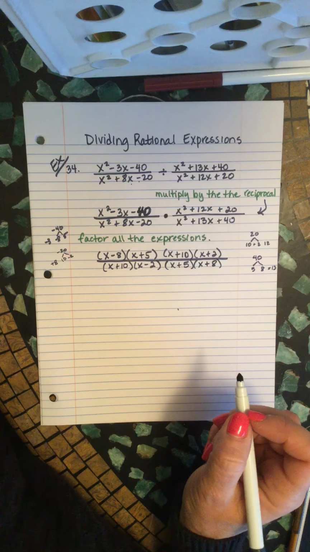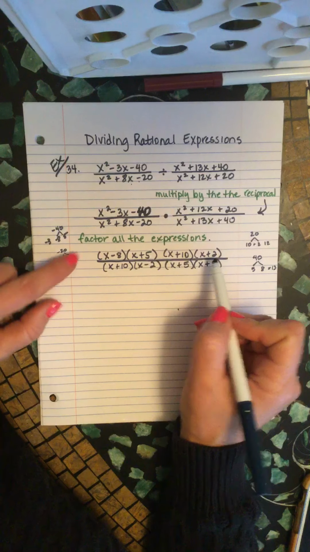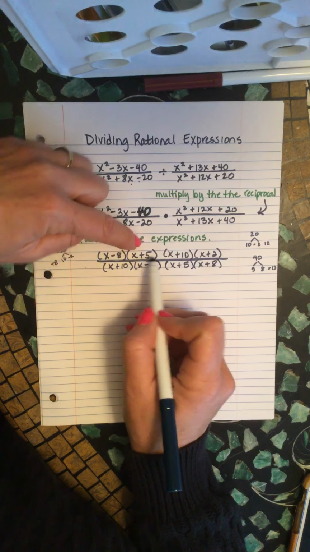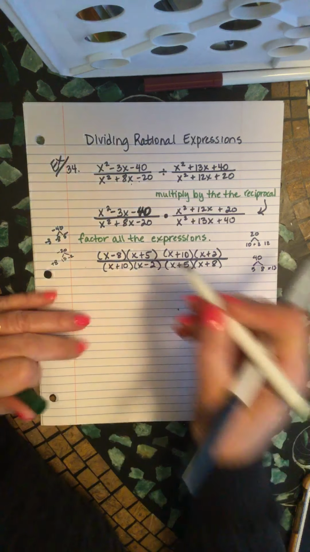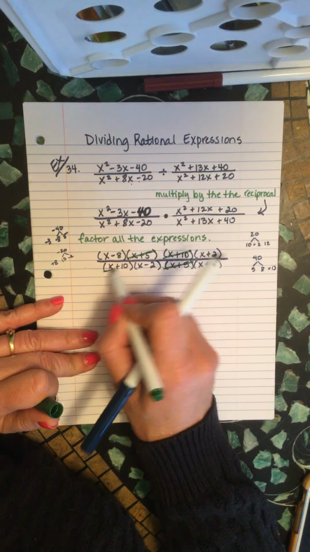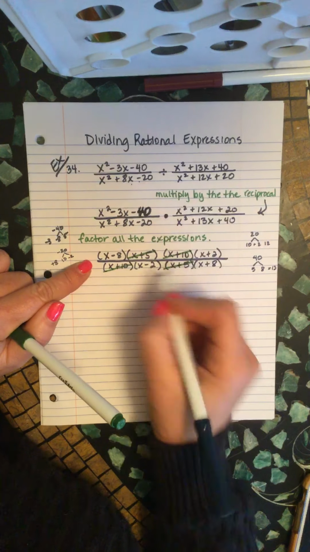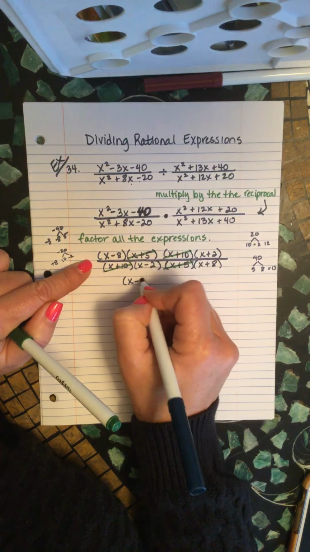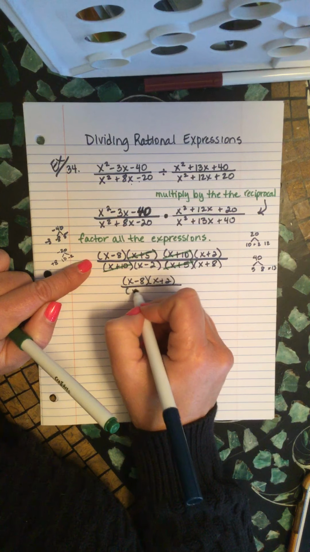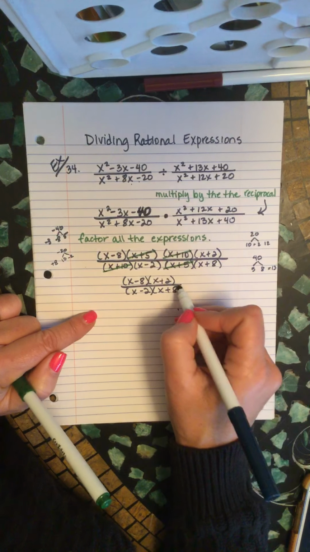All right, so let's look for any common factors that we have in both the numerator and the denominator. So I have an x minus 8 here, but this is an x plus 8, so they do not match. X plus 5, I have an x plus 5 here. I have an x plus 10 here and here, and x plus 2, that's an x minus 2. So we'll multiply out what we have. And this is our answer.